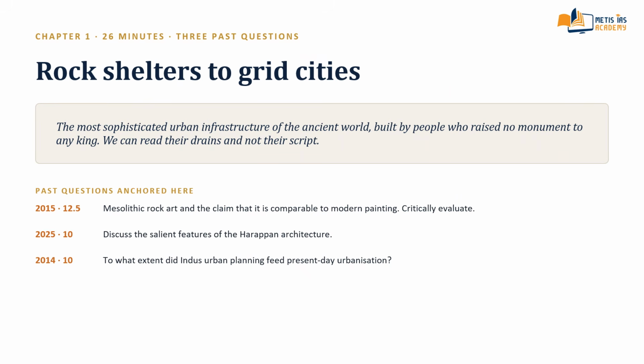And this is the chapter number 1 we are going to discuss. What is chapter number 1? Rock shelters to grid cities. What is rock shelters to grid cities? That is Mesolithic art, Harappan buildings, and the megaliths. So this is GS Paper 1 History Marathon, Part 1: Art and Architecture. What we are going to discuss is the oldest pictures in India. What are the oldest pictures in India?